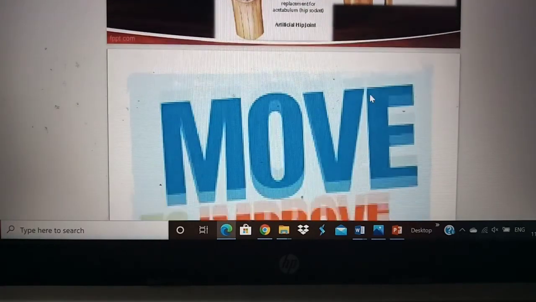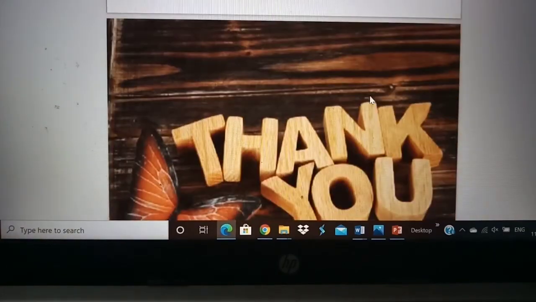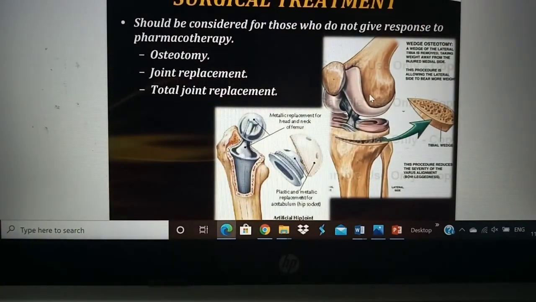So that's the end of the degenerative disease, that is osteoarthritis, which is commonly seen in old age.